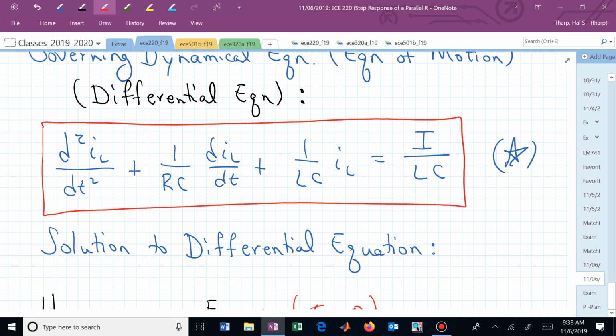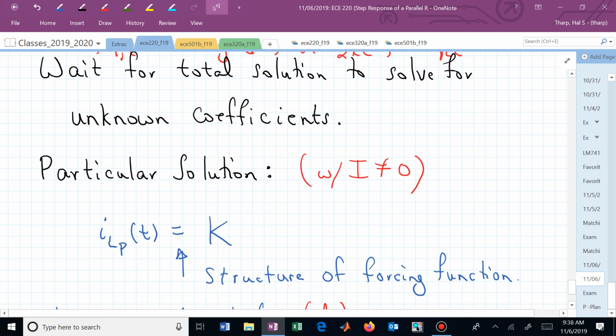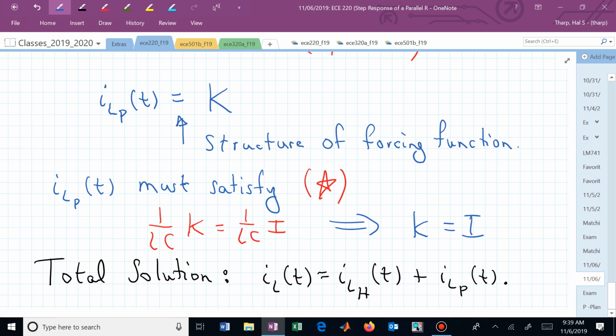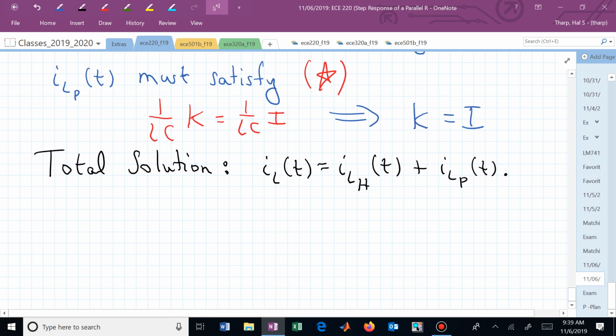We just have the third and fourth term on the right, which says we have 1 over LC times I sub L particular, which we said was K, which is equal to 1 over LC times I. The 1 over LC's cancel, and we see that our constant is just the source value, I. And now we're ready to put together our total solution. Our total solution is the homogeneous plus the particular, and we selected based on the values of R, L, and C. We said let's just look at the underdamped case.